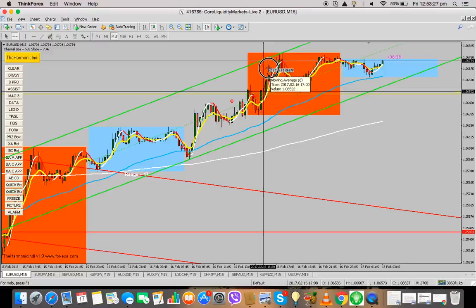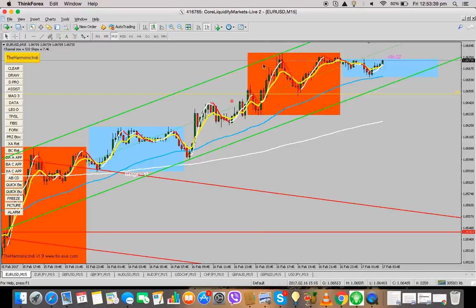So which pair is this? Euro USD. In an hour, you're roughly about 17 pips in the money. In 1 hour 45 minutes, you've hit your 20 pips, right? So that's how you do it.